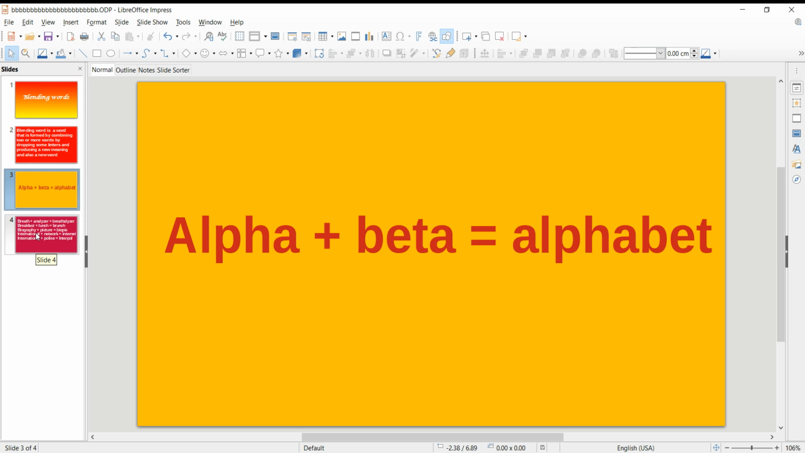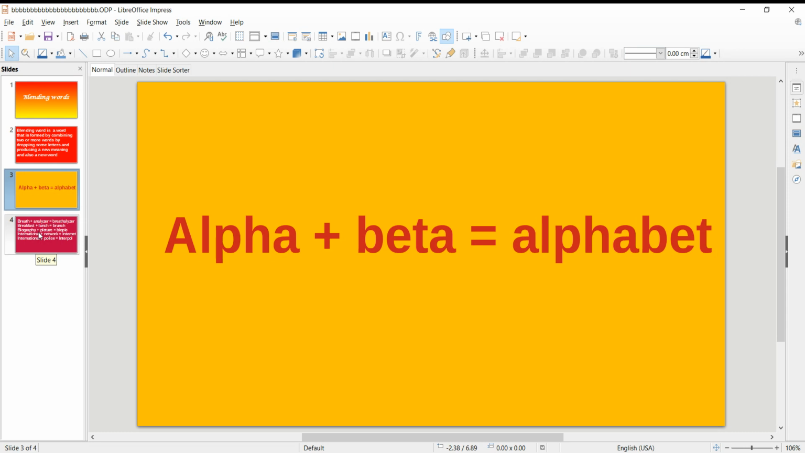Example: alpha plus beta. Alphabet. Alphabet is formed by joining two words, alpha and beta, by taking the word alpha and part of beta.